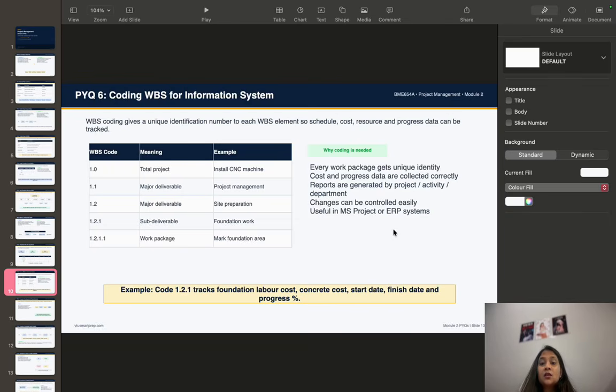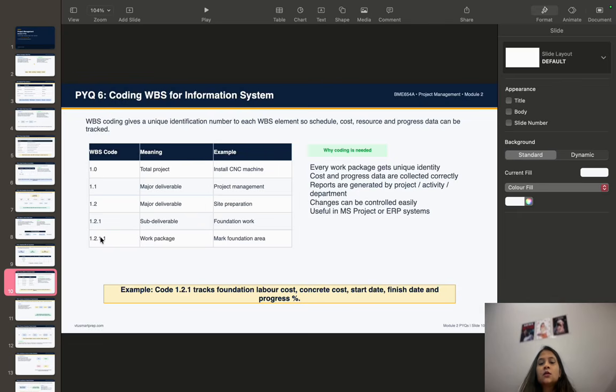So here you have to give the unique identification number. The unique identification numbers are these: 1.0, 1.1, 1.2, 1.2.1, 1.2.1.1. These are the unique identification codes or WBS codes, which represent the task you are going to give. That task will be handled by a specific team or specific person. For that task you have to give a unique identification number.